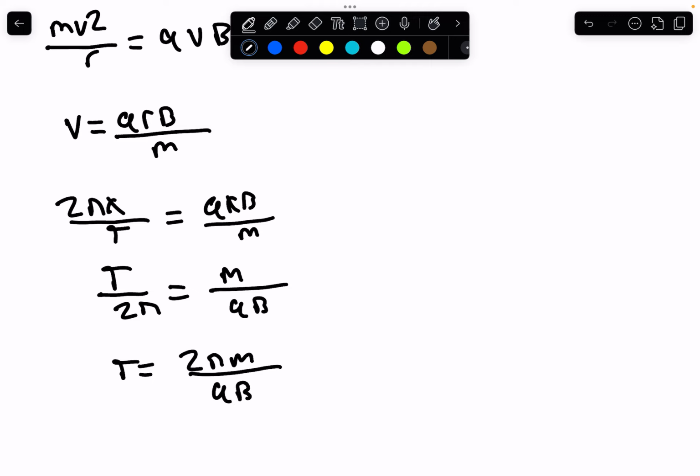And let's see if that's one of the answers. Yes, it is the correct answer. Let's move on to another question. When a wire with a current I is placed in a magnetic field strength of B, it experiences a magnetic force F. What is the direction of the force?